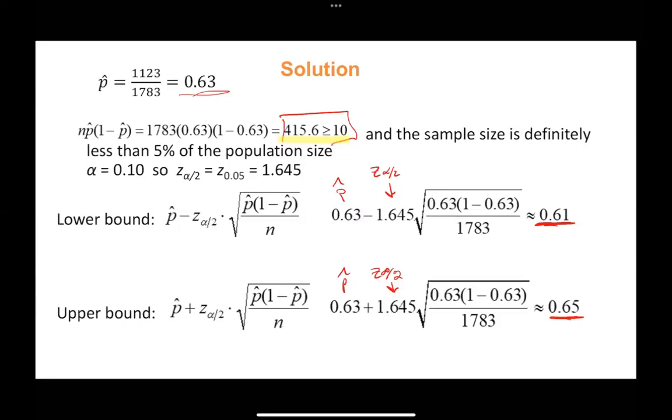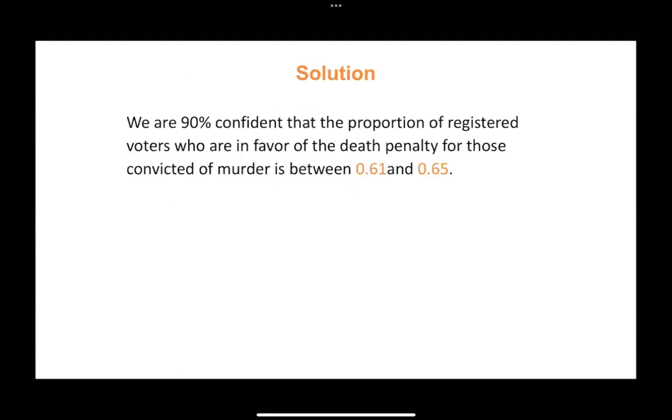So now I can be 90% sure that the actual population proportion of people who believe that the death penalty should be for people who murder is between 61% and 65%. I'm going to show you a couple of different ways to write this. You need a moment? Are we good? Okay. So I am 90% confident that the proportion of registered voters who are in favor of the death penalty for those convicted of murder is between 0.61 and 0.65. Now, I would be okay if you said between 61% and 65%.